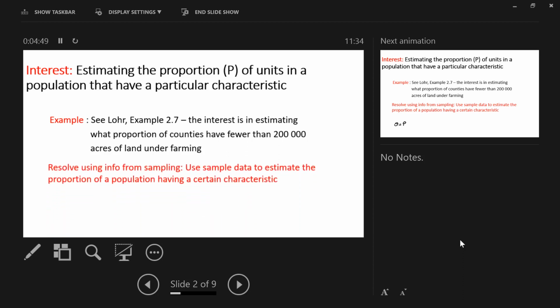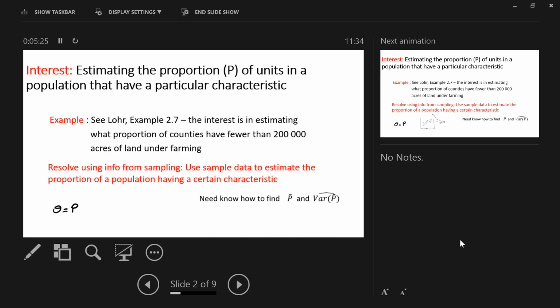They say we want to work out, of 3078 counties, what proportion is less than 200,000 acres of land under farming. But they can't look at all 3078, so they're going to draw a sample of 300 and use that sample information to estimate the true amount. So it's just about estimating the population proportion using the sample's data. The thing we're interested in is estimating the proportion, and the way we're going to do it is to look only at the sample.